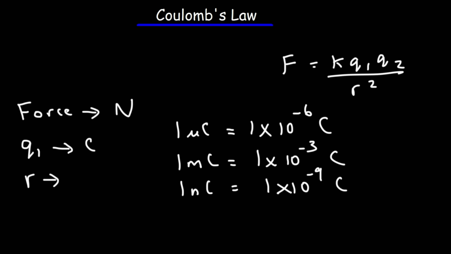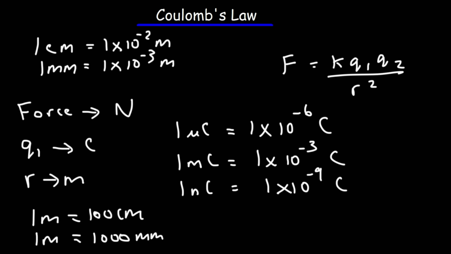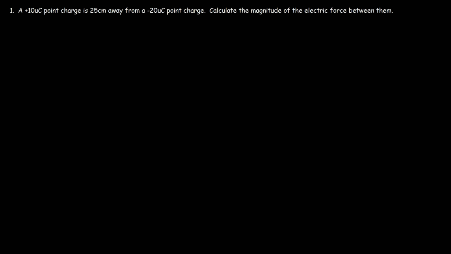Now R, the distance between the charges, needs to be in meters. Sometimes you'll see values in centimeters or millimeters. So remember, 1 centimeter is 1 times 10 to the minus 2 meters. And 1 millimeter is 1 times 10 to the minus 3 meters. You could also see it this way. 1 meter is equivalent to 100 centimeters, and 1 meter is equivalent to 1,000 millimeters. So those are some other things that you want to know when dealing with problems associated with Coulomb's law. Now let's work on some practice problems.